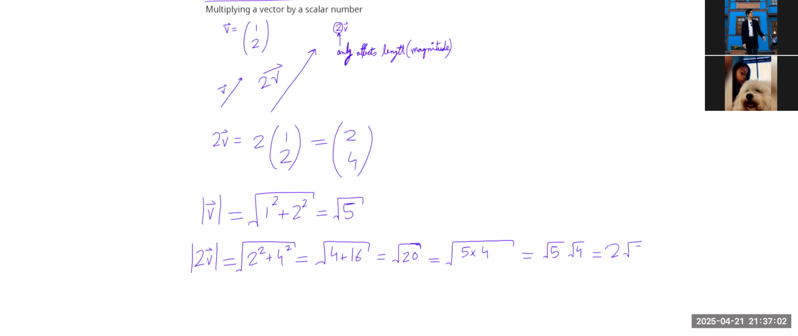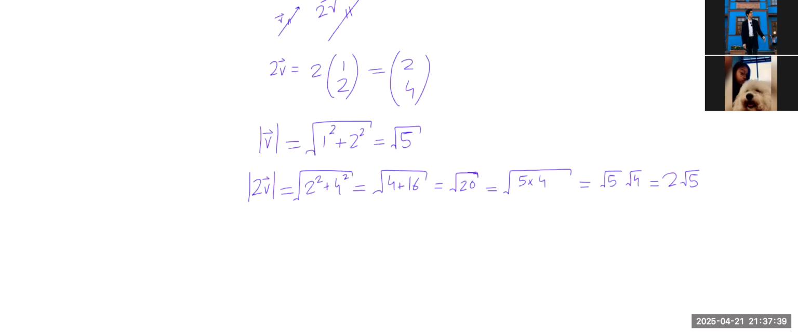As you can see, by multiplying the vector by 2, the magnitude became exactly doubled also. You see what I mean now? The old magnitude was root 5. Now it's 2 root 5, because you multiplied the vector by the number 2. So the point I'm trying to make is that when you multiply a vector by a scalar, you will essentially end up multiplying its magnitude by that scalar.